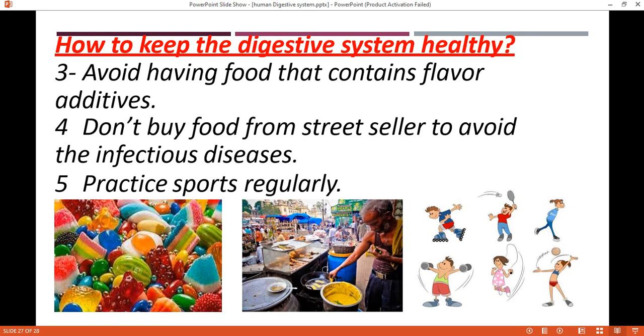Number 5, we can practice sports regularly. We can do sports every day. It's so important for the digestive system and for your body as a whole.